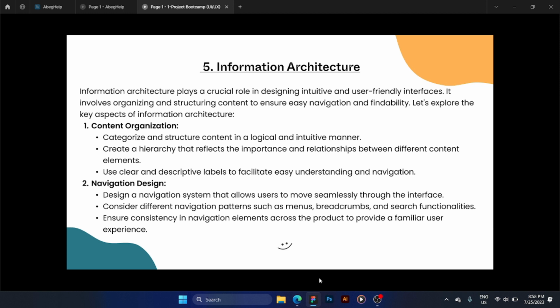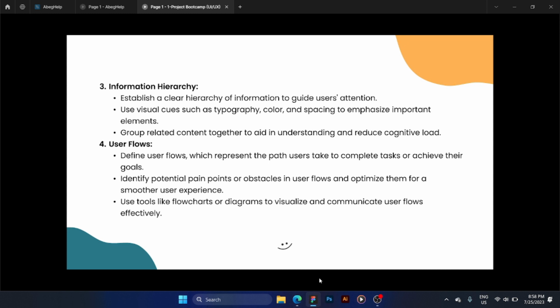All right. So another thing is navigation design. Navigation design allows users to move seamlessly through an interface. Let's say I want to pay money. I should not have to look too far for send money. In navigating it, you are ensuring that everything is fine. The reason we have good navigation is because there is content organization. It considers different navigation patterns such as menus, breadcrumbs, and search functionality. Everything you are looking for must be easy to find. And remember, we talked from the beginning about information architecture, that we must ensure navigation and findability. Never forget that.